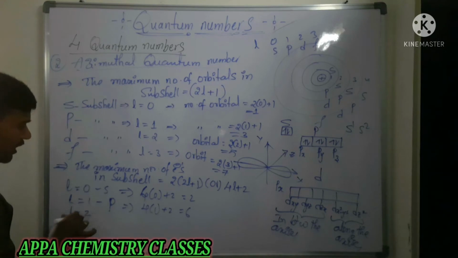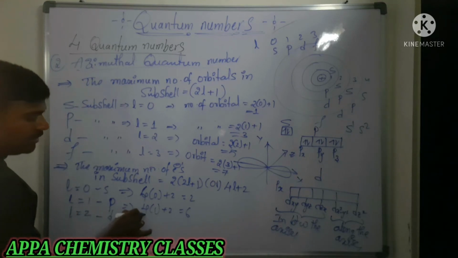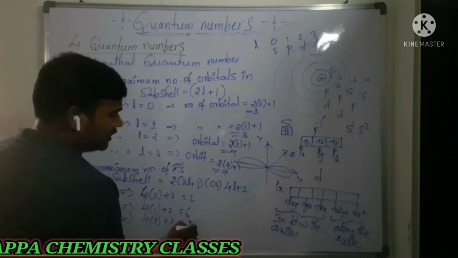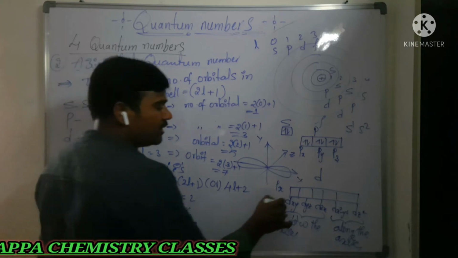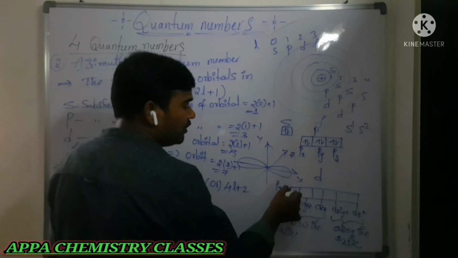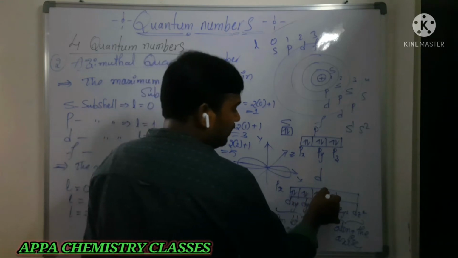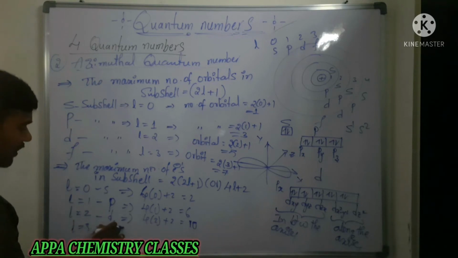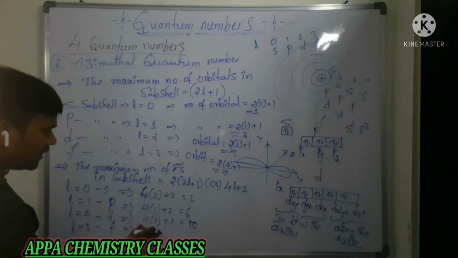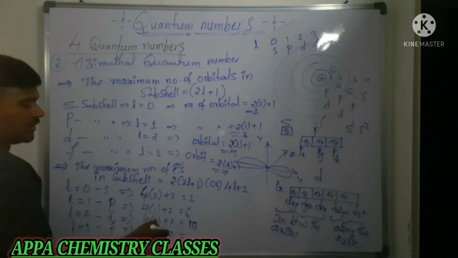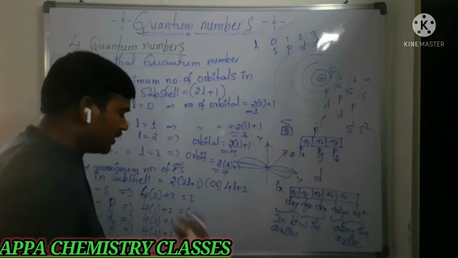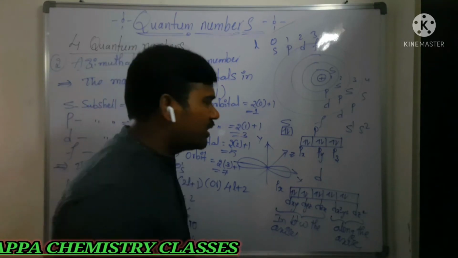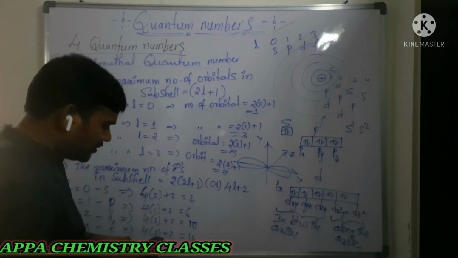Now if L is equal to 2, that is the D subshell, the maximum number of electrons will be 4 into 2 plus 2, that is 10 electrons. The D subshell contains 5 orbitals, so with 2 electrons in each orbital, the total is 10 electrons. For the F subshell, L is equal to 3, so 4 into 3 is 12 plus 2, that is 14 electrons. For the next one, 4 into 4 is 16 plus 2, that is 18 in the case of the G subshell. Like that we can get the number of electrons in each subshell.